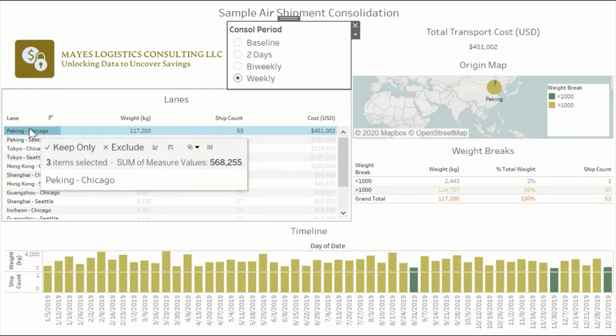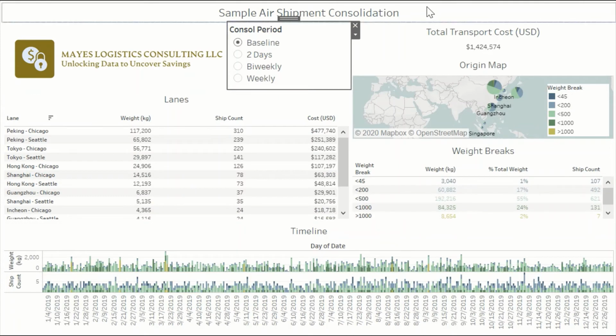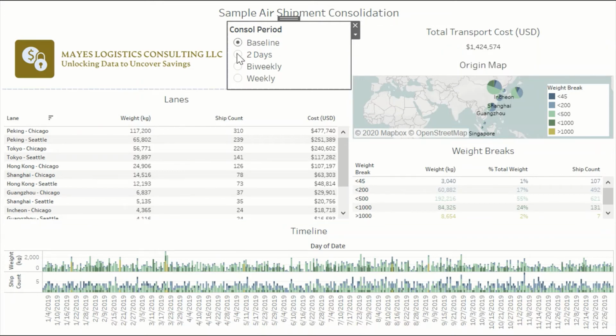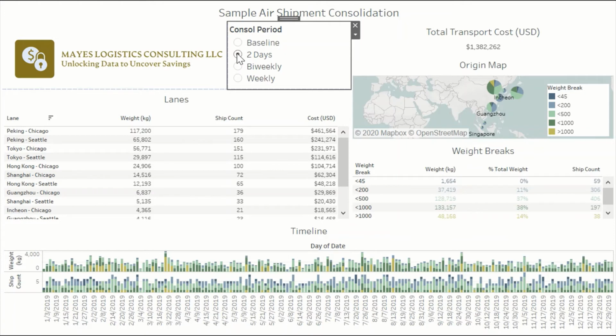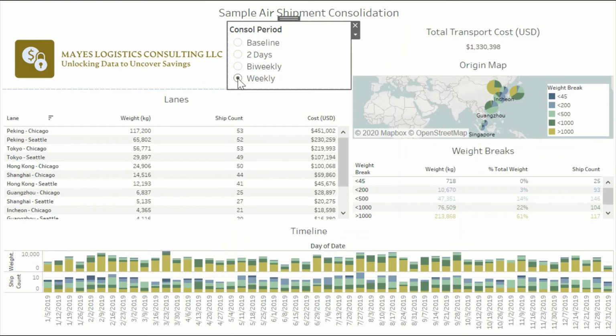Let's look at it for the network as a whole. So for the network as a whole, the baseline total cost is $1.4 million. If we go up to 2 days, it goes to $1.38 million. 2 times a week is 1.35, and weekly is 1.33.